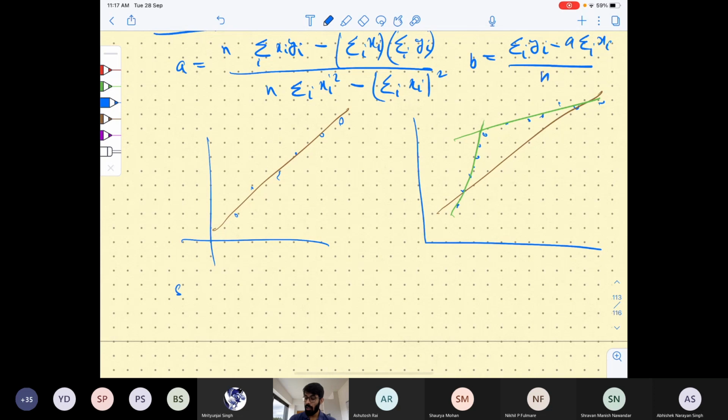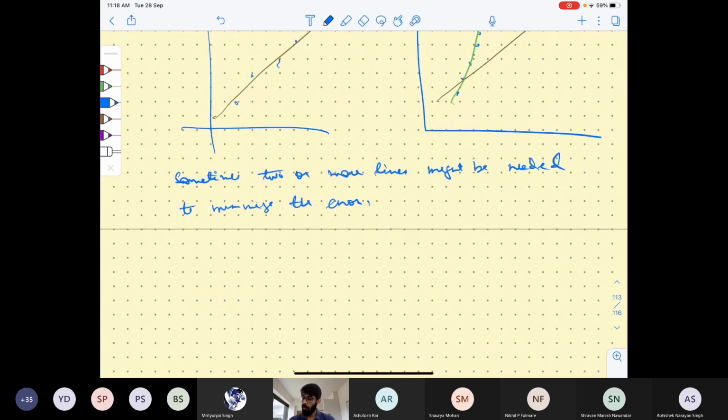So sometimes two or more lines might be needed to minimize the error, kind of, right? Okay, good. So now how do we formulate the problem?